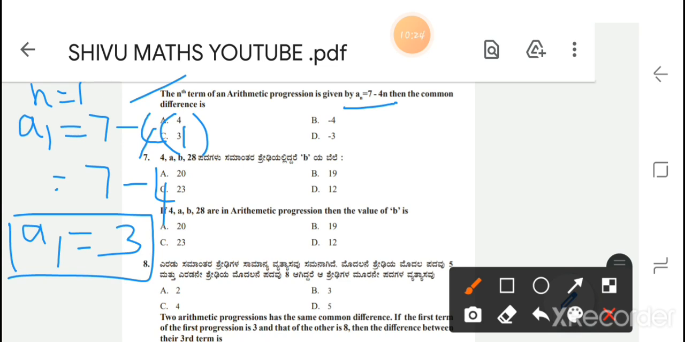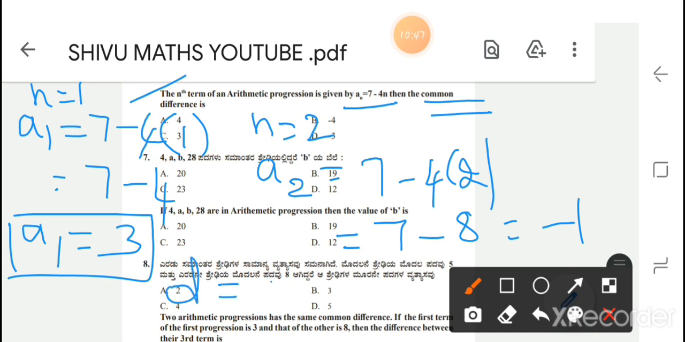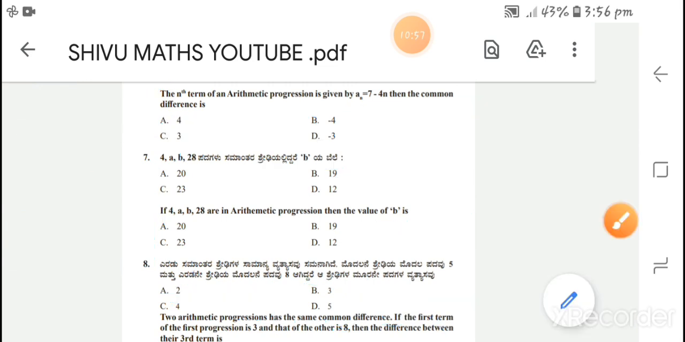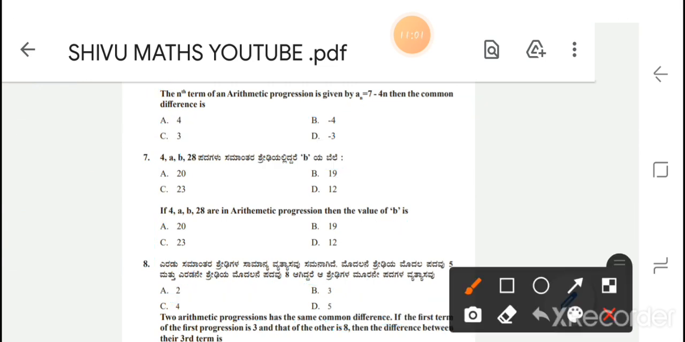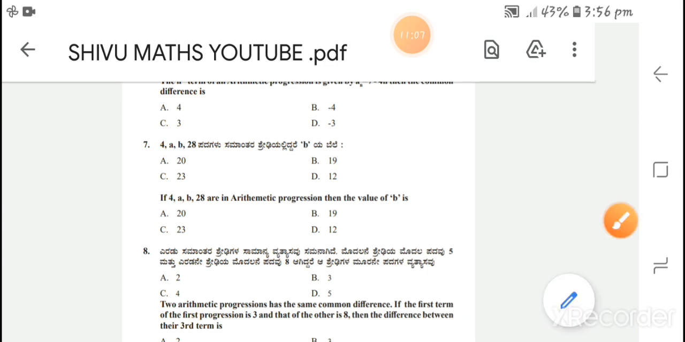Now you find that second term. For n is equal to 2, you will take that a2, replace n by 2. So 7 minus 4 into 2, what we get? So a2 is 7 minus 8, that is minus 1. Okay, so here you find the common difference now. Common difference means d is equal to a2 minus a1. a2 is minus 1, a1 is 3. So what we get? Minus 1 minus 3 is minus 4. So minus 4 means option B is the right answer. Got it? Okay, I think you understood. So next we will pass on to seventh question.